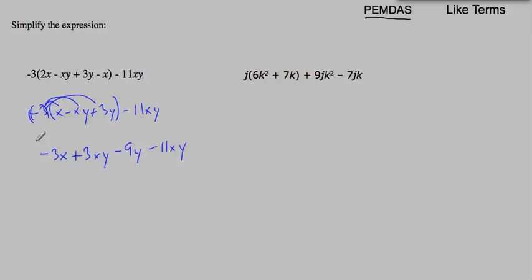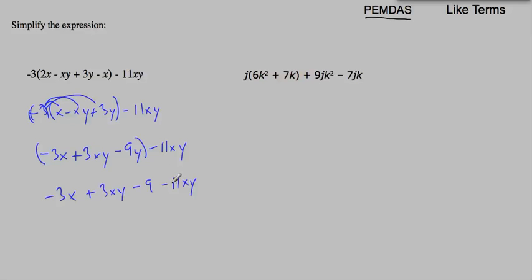Now you could keep your parentheses here if you wanted to, but it's not going to change any of the processes now because we just have subtraction left. So now that I have all of my terms written out in one line, no more multiplication or division, I do addition, subtraction. And again, I'm going to go left to right in the order of addition and subtraction. Or a better way to look at it is, instead of thinking about subtracting 11xy, think of it as you have negative 3x, a positive 3xy, a negative 9y, and a negative 11xy.